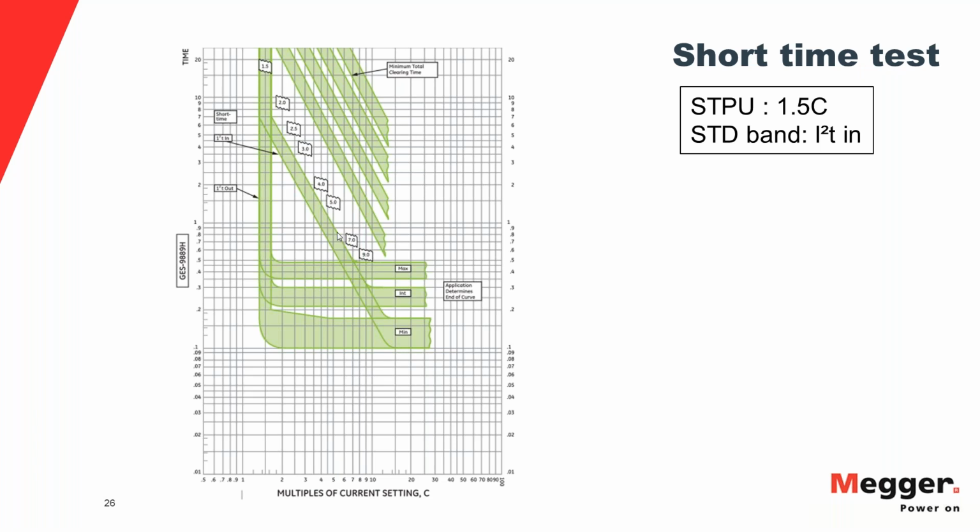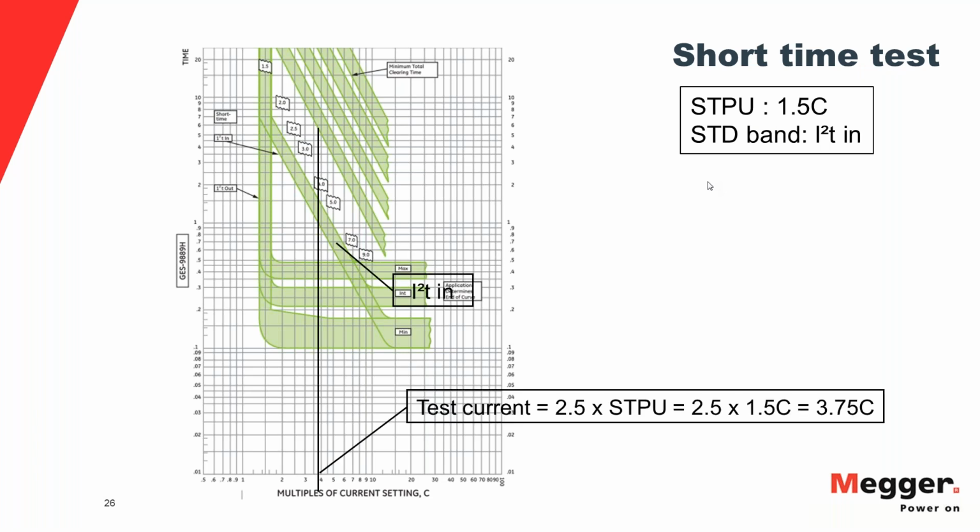So let's select the maximum time delay band in this case, that's I square T in. The pickup selected is 1.5 times C. You're going to be injecting a test current which is 2.5 times the pickup value. So 2.5 times the pickup value is 2.5 times 1.5 times C, which is 3.75 times C.